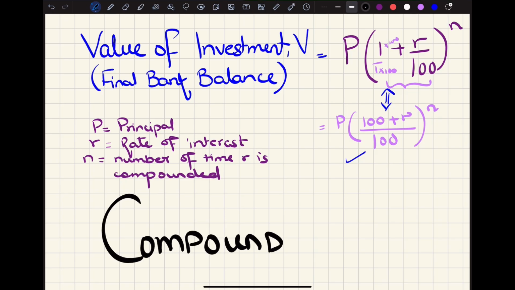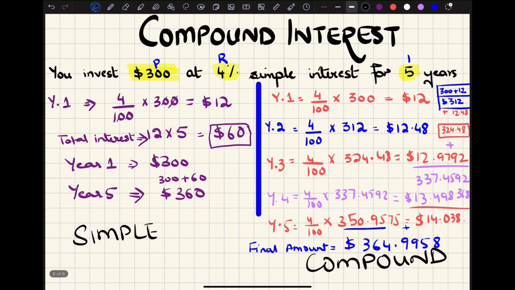So girls, again, there's no shortcut for this. You need to memorize this formula. V, or the final bank balance that you will have at the end of n years, is going to be P into (100 plus R over 100) raised to the power n. Okay? Now the calculation that we did here, all of this can be done simply with this formula.